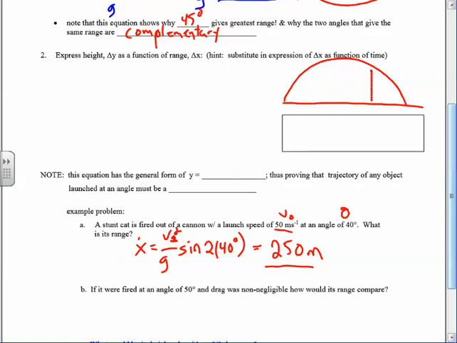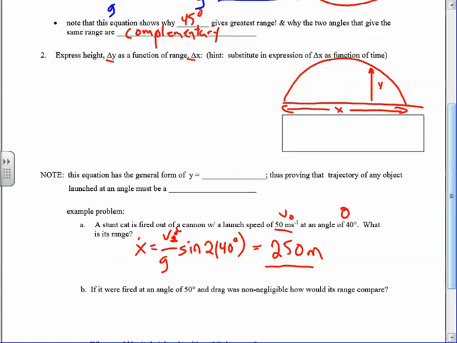let's say y, as a function of x. In other words, not after a certain amount of time, but after we've gone a certain amount of distance. In fact, the activity we're going to do tomorrow is really built along that. So our next derivation is express height, y, as a function of x.